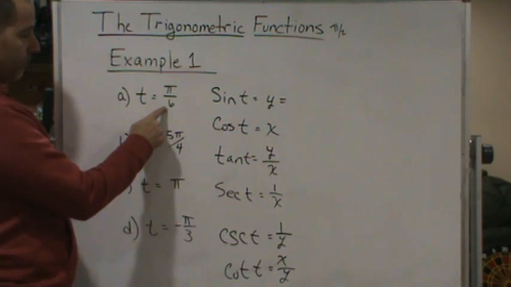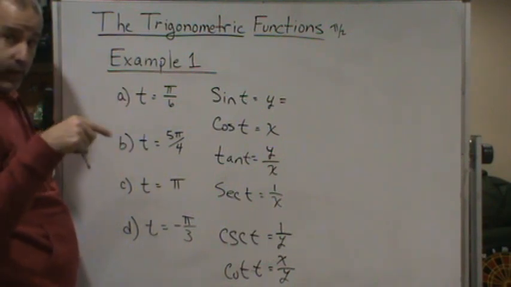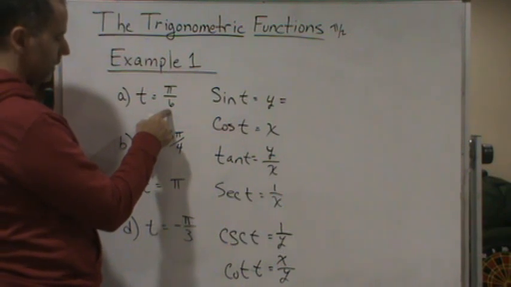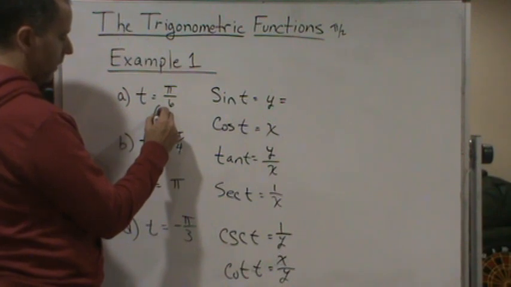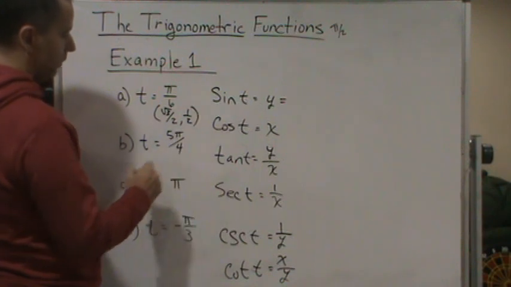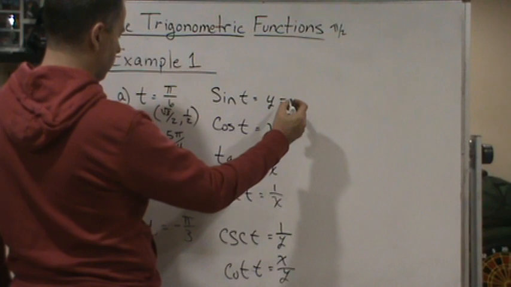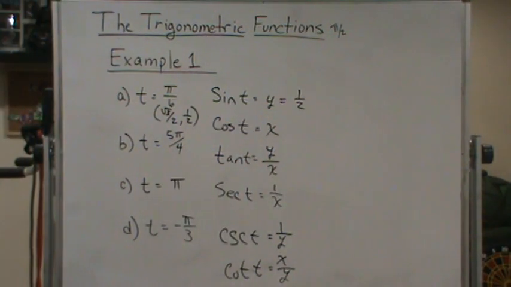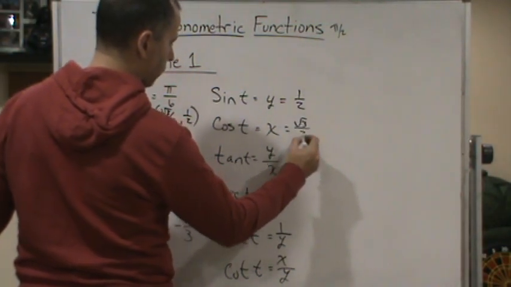So this is pi over 6. This is in the first quadrant, so this is going to correspond to the point square root of 3 over 2, comma 1/2. So that means sine is going to be equal to 1/2, right? And then cosine is going to be equal to square root of 3 over 2.